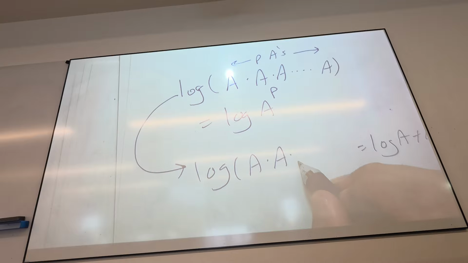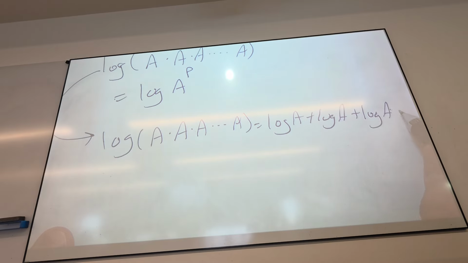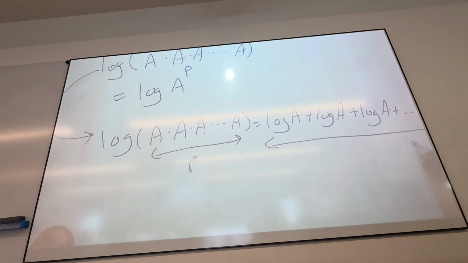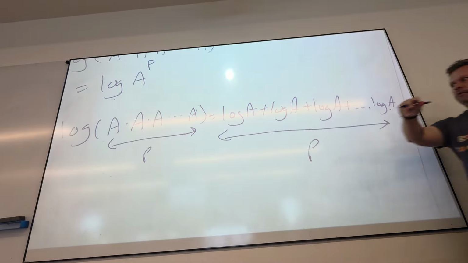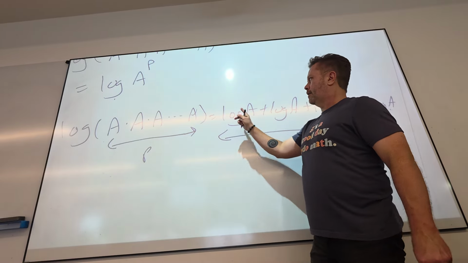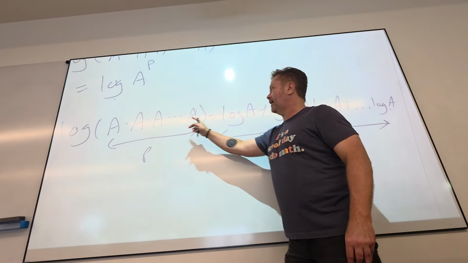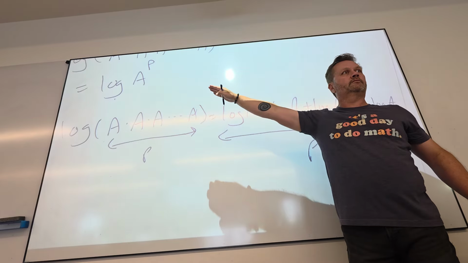And if I keep going, I would just keep adding. How many of these did I have? P of them. So again, log of a times a is log a plus log a, and log of a times a times a is log a plus log a plus log a, and I just keep going.